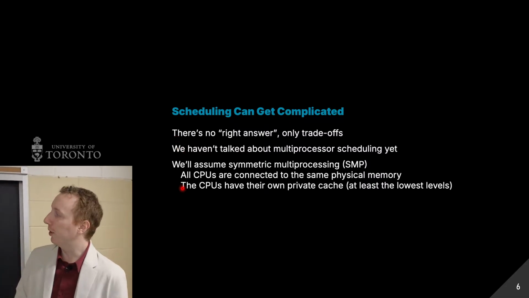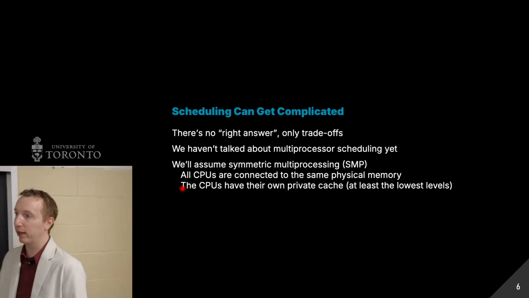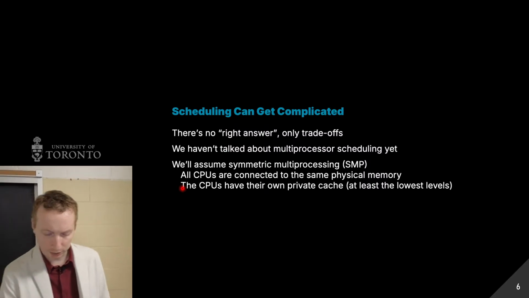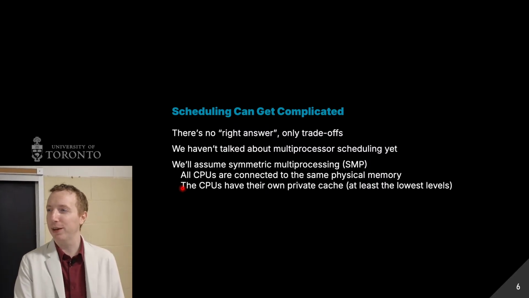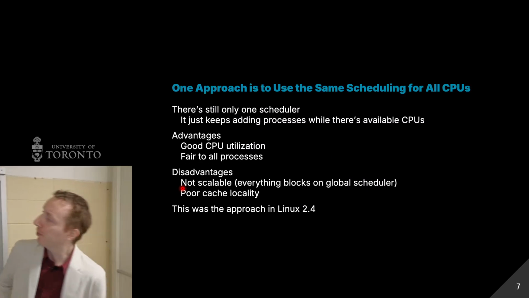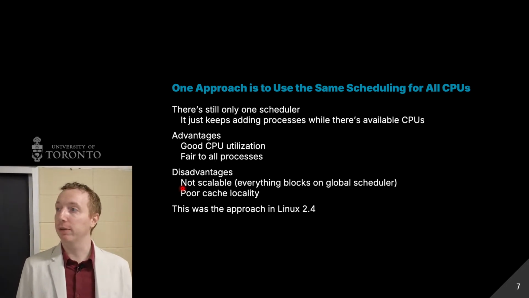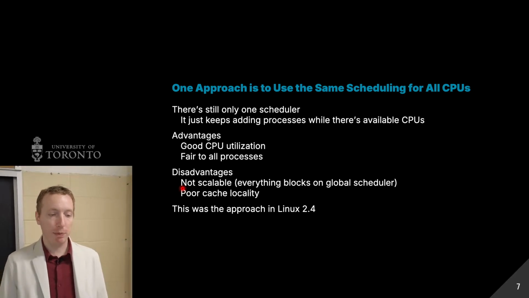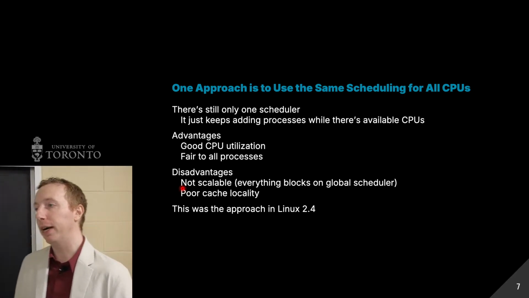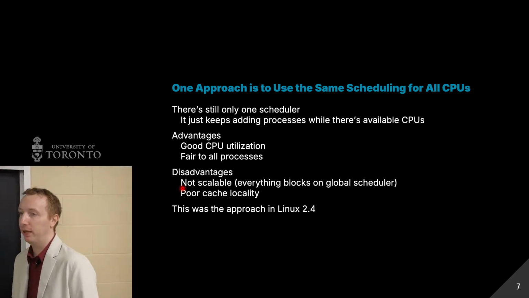We'll just assume all CPUs are connected to the same physical memory, and CPUs have their own private cache, at least at the lowest levels, like L1, L2, and things of that nature. Hopefully they told you about caches in architecture. Yes? Okay. Whew. All right. So one approach is to use the same scheduling for all of the CPUs or CPU cores. So still, I only have 1 scheduler. But now I just extend it a little bit, so it just keeps adding processes while there's available CPUs.